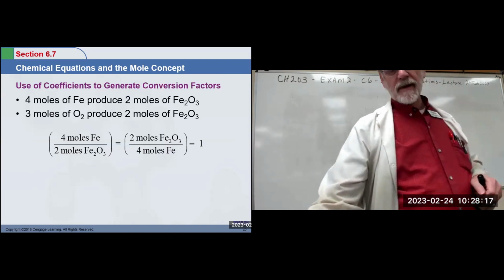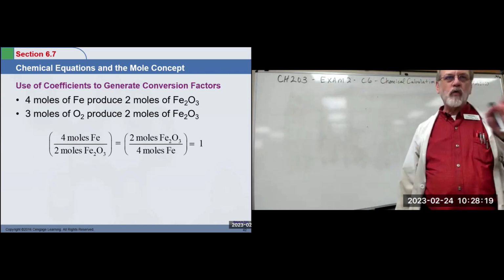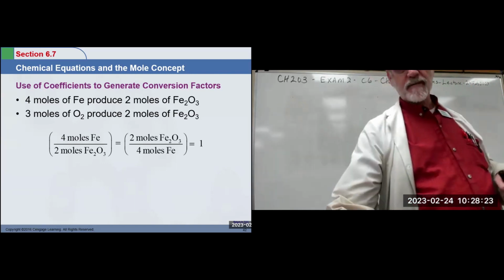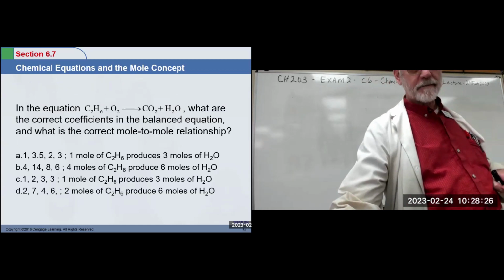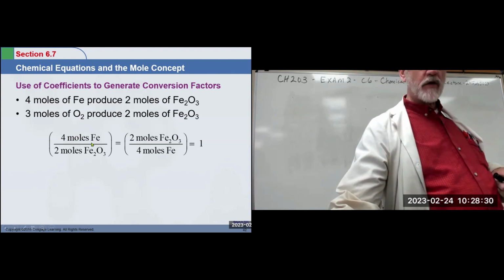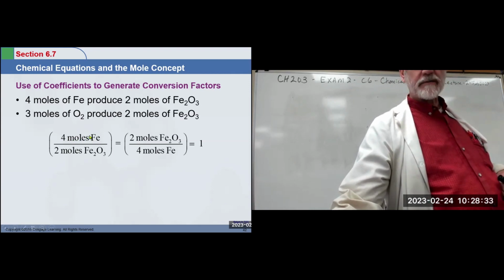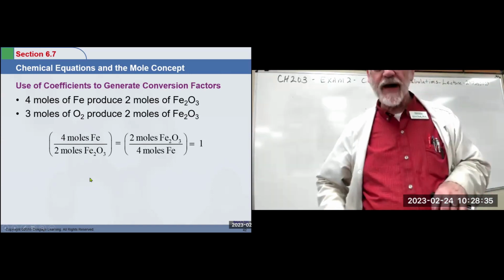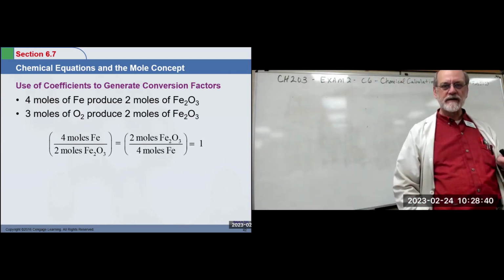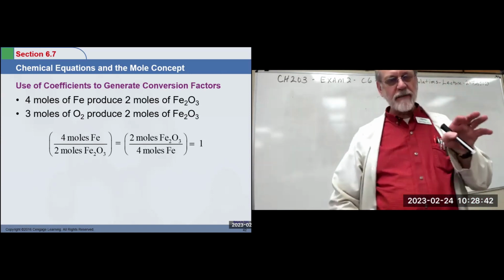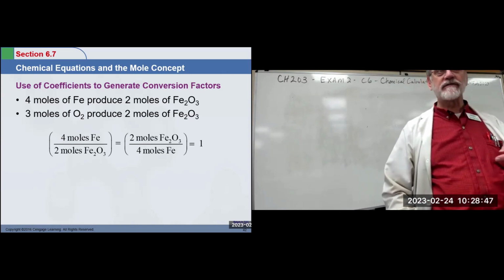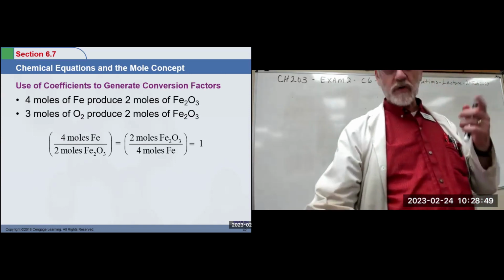All right. So what we're talking about here is mole ratios of reactants and products using those coefficients. And as a consequence, you can write a conversion factor for each one. 4 moles of iron produces 2 moles of iron(III) oxide. So that's 4 moles of iron on top and 2 moles of iron(III) oxide on the bottom. That's a conversion factor. We're going to use one in just a minute.